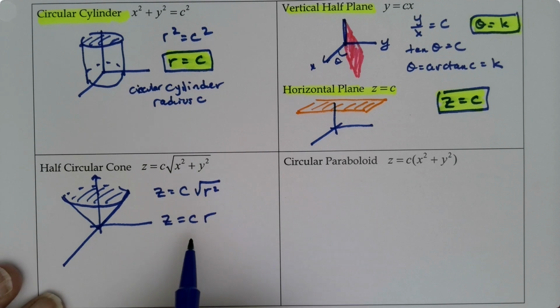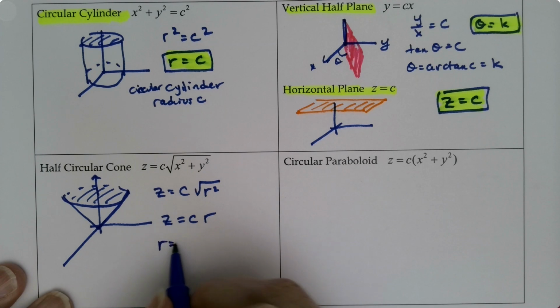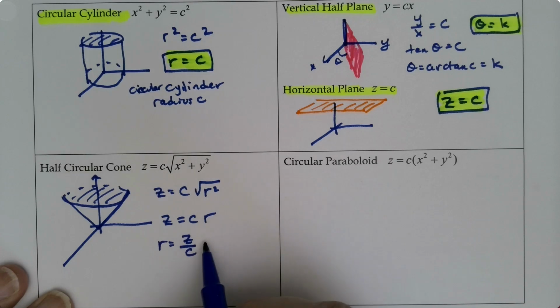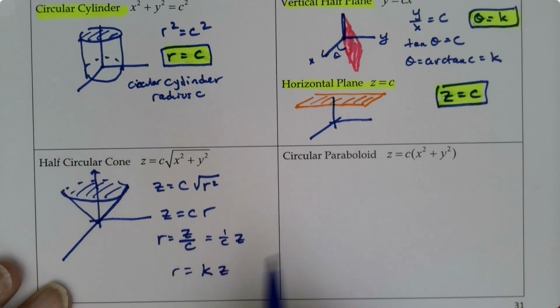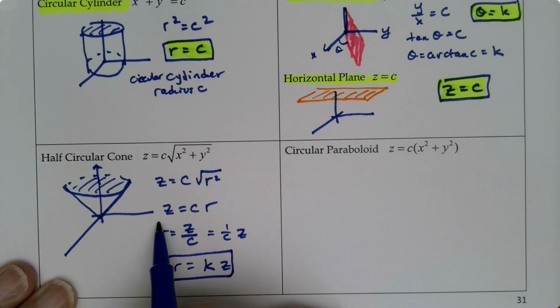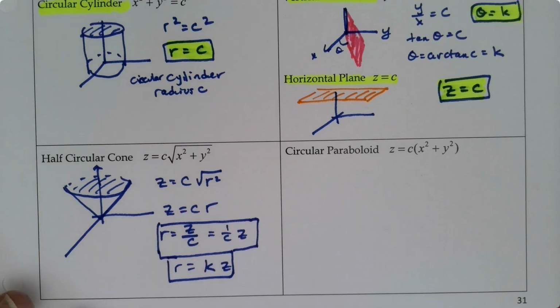And the way we work in polar, or polar and cylindrical, is we tend to solve for r. So r is equal to z divided by some constant. Or if you want to think of that, that's 1 over c times z, and we generally like to write that as kz, where k is some constant. So you can write it this way, or you can write it this way. All of these ways are perfectly fine.